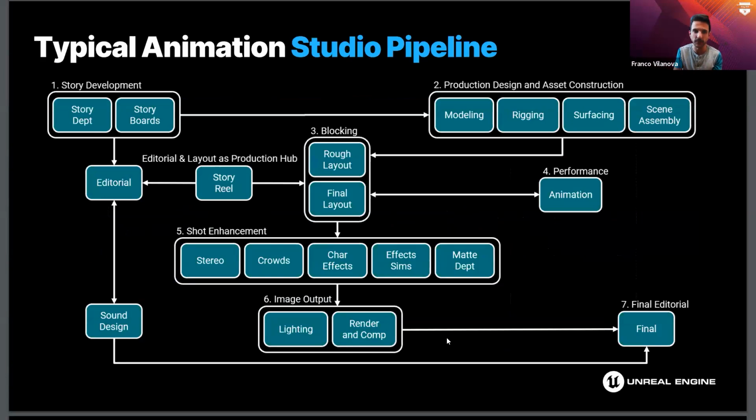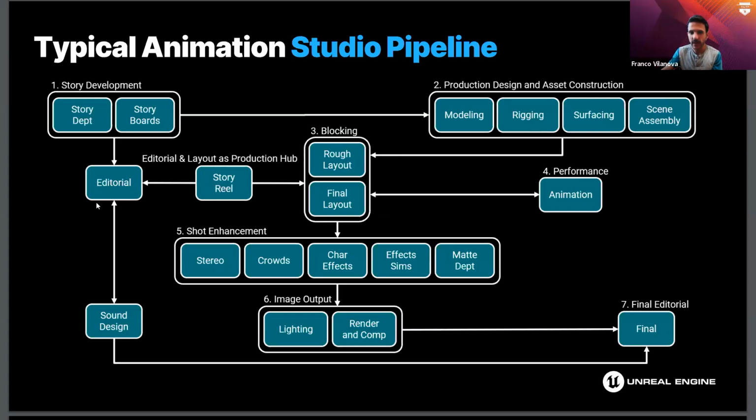So this is what a typical animation studio pipeline looks like without using Unreal as part of the actual pipeline, right? We have story development, we have storyboards, and on our step 2, we go to production, right? We do modeling, we do rigging, we do surfacing, scene assembly, everything we need to start building up our story. And then we create our blocking with a rough layout, with a final layout maybe in the way. And from there, we start doing animation, right?